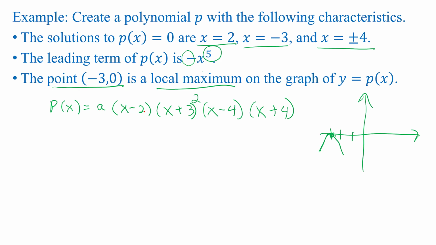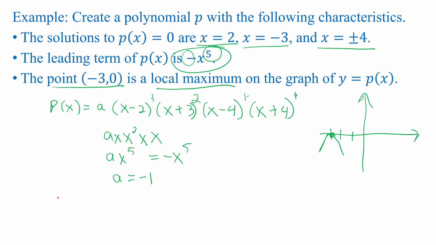And that actually would give us a degree of 5 for our polynomial. So let's look at what the leading term here would be. The leading term of our polynomial would be a times x to the 1st power times x squared times x to the 1st power times x to the 1st power, or it would be a times x to the 5th power. We're told that the leading term is negative x to the 5th, so let's just write a x to the 5th equals negative x to the 5th. We can see that a is going to equal negative 1.